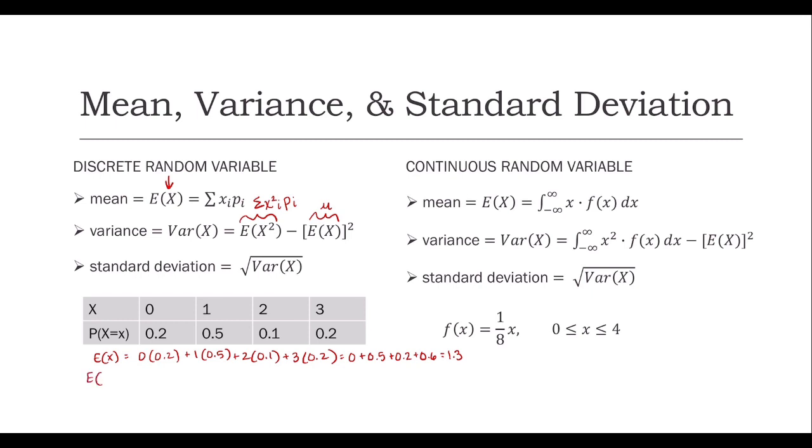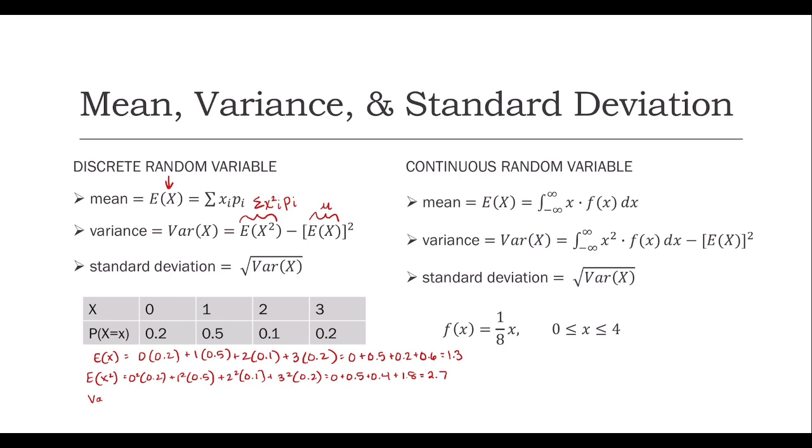Next, we need to find our E of x squared, so this would be 0 squared times 0.2, plus 1 squared times 0.5, plus 2 squared times 0.1, plus 3 squared times 0.2. So this equals 0 times 0.2, which is 0, plus 1 times 0.5, which is 0.5, plus 2 squared, which is 4, times 0.1, so 0.4, plus 3 squared, which is 9, times 0.2, which is 1.8. So this adds up to 2.7.